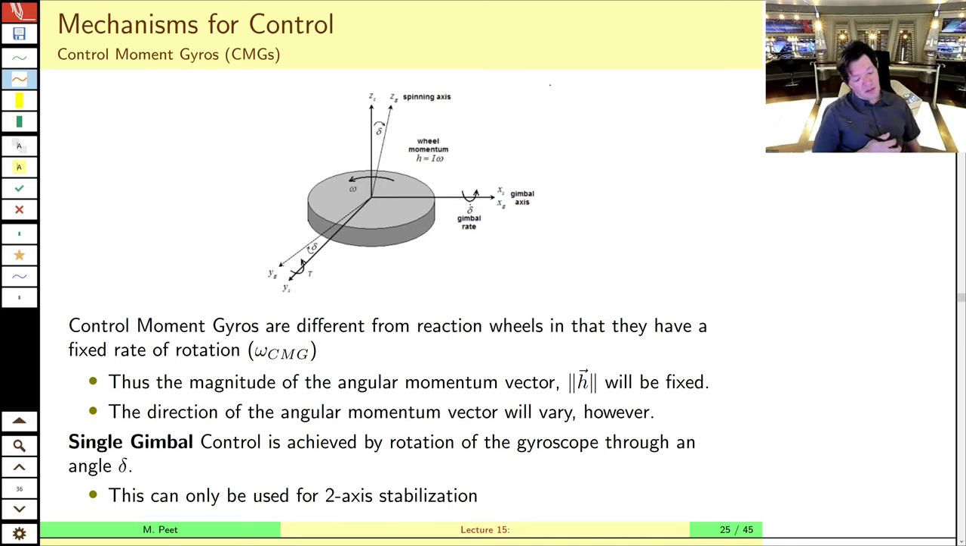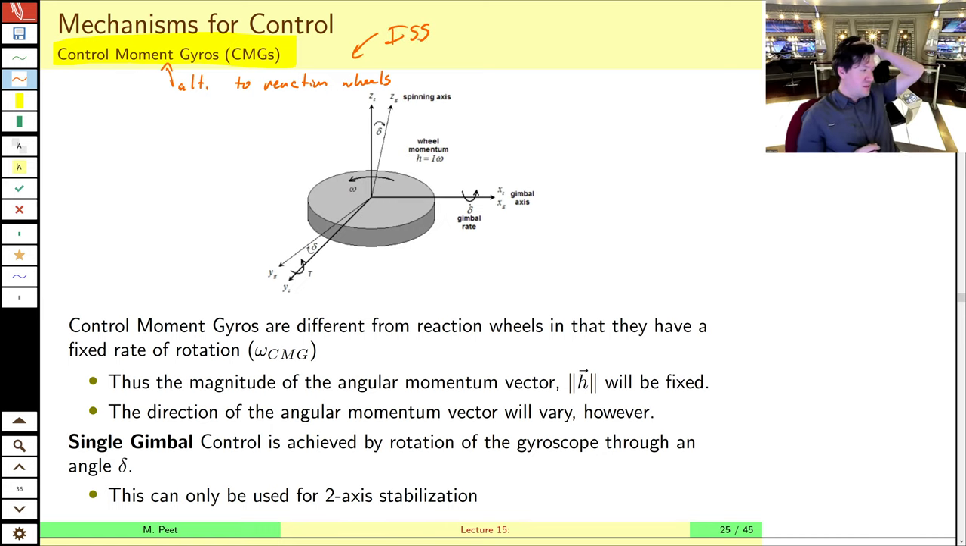The second main alternative to reaction wheels are the control moment gyros. These are used, for example, on the International Space Station. The control moment gyros have advantages and disadvantages compared to reaction wheels. Before we talk about that, let's talk about how they work. They also have a flywheel, just like the reaction wheels, but unlike the reaction wheels, this flywheel is spinning at a fixed angular velocity.